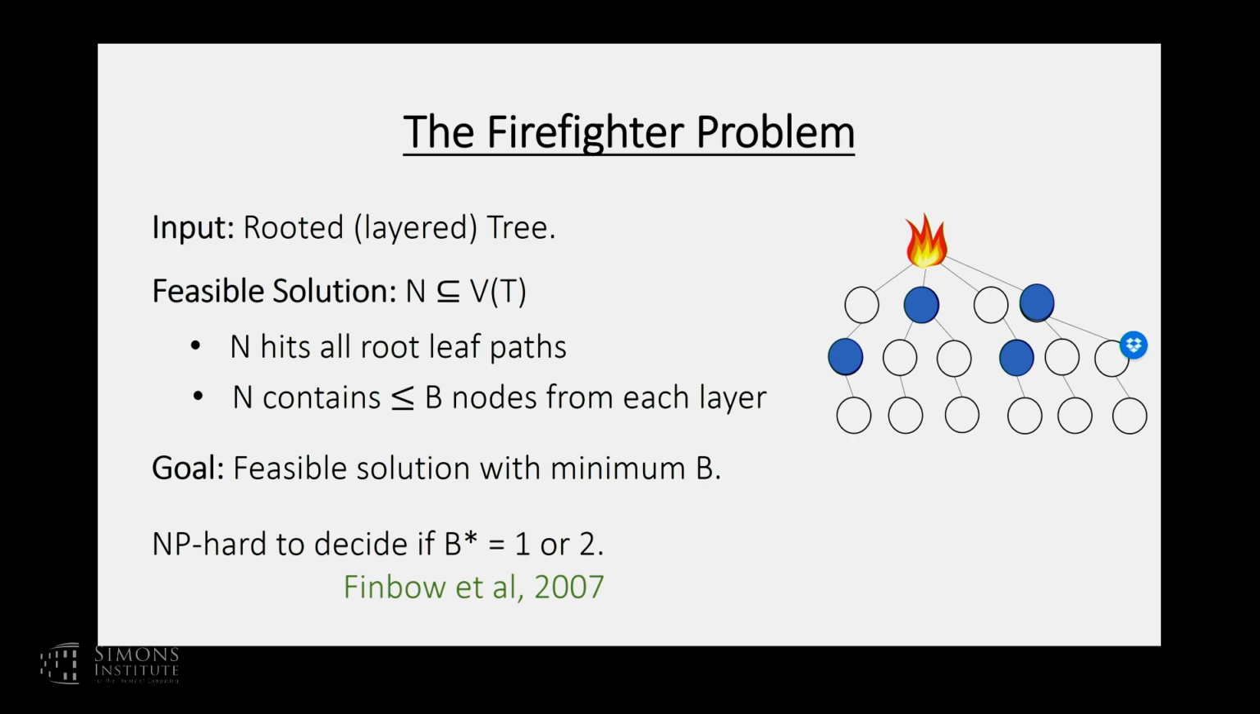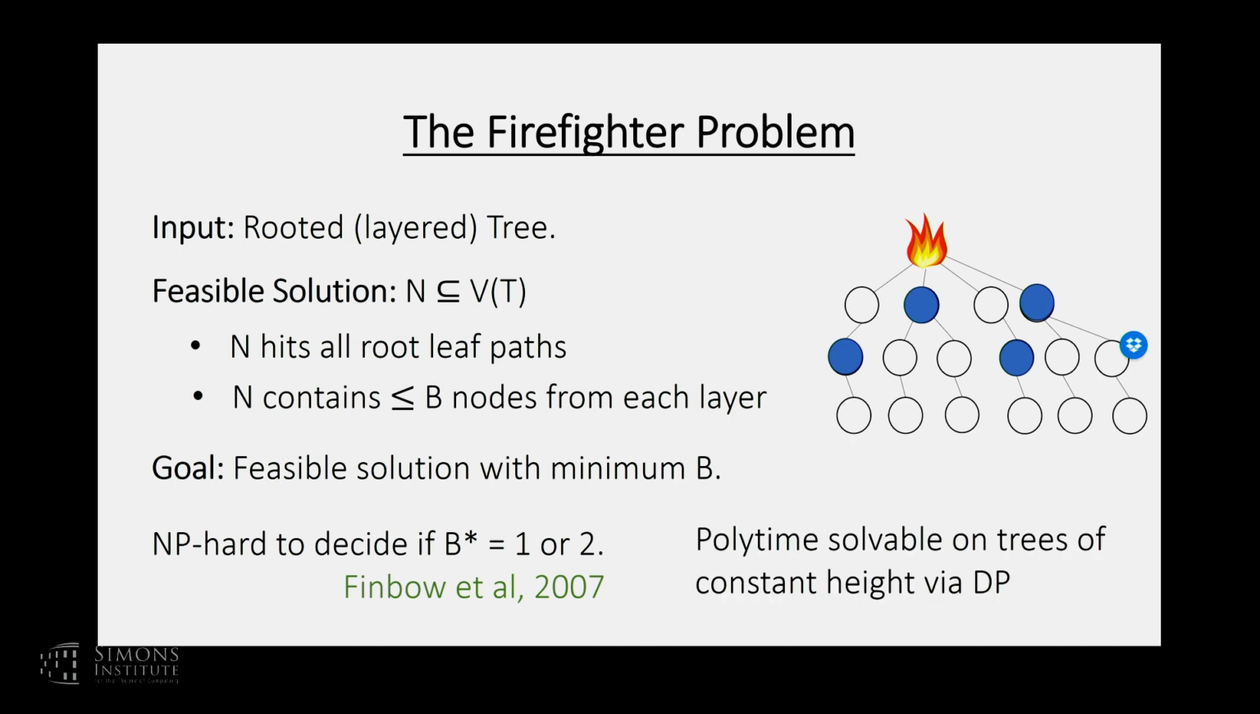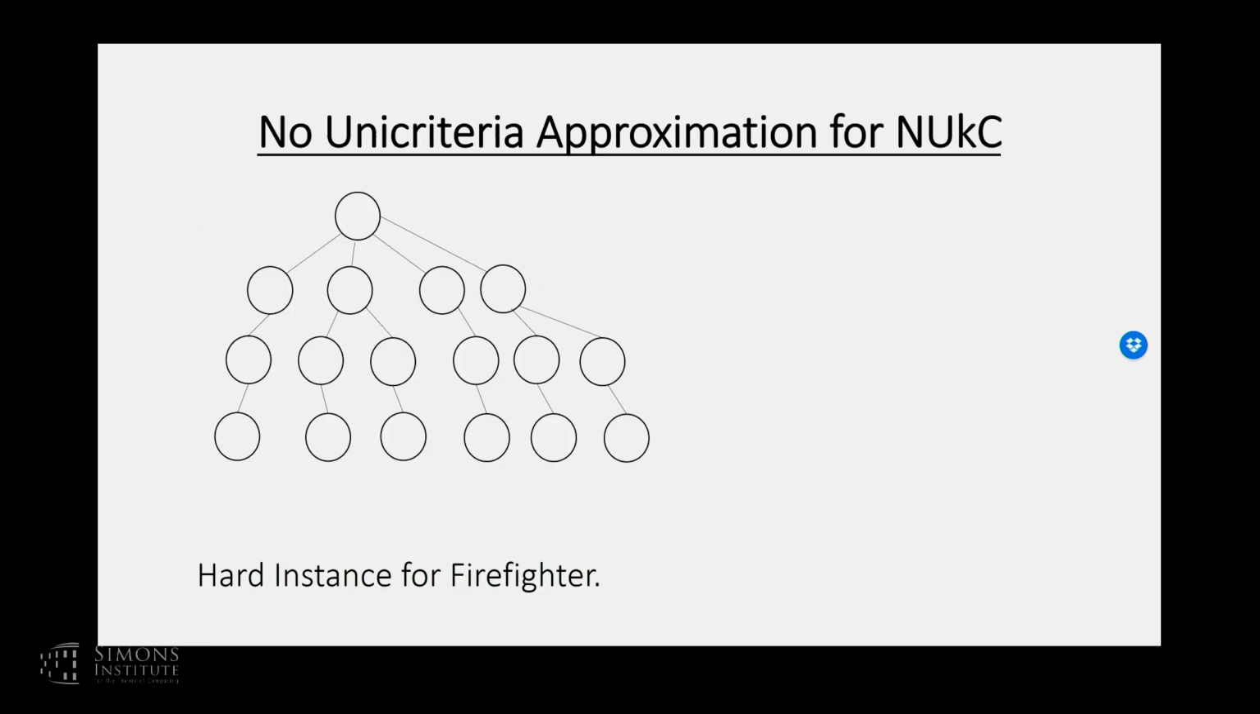On the other hand, if you think about it, if the tree is of small depth, then there's a polynomial time algorithm via dynamic program. Okay, so there's a reason I'm telling that. So small depth trees are solvable. So this is a connection to NUKC.